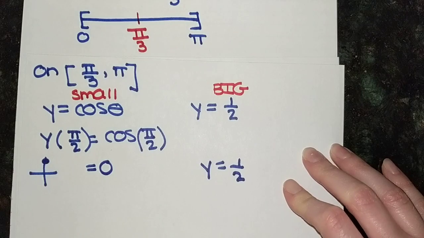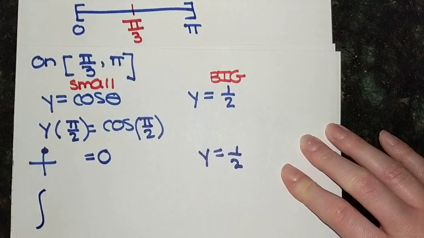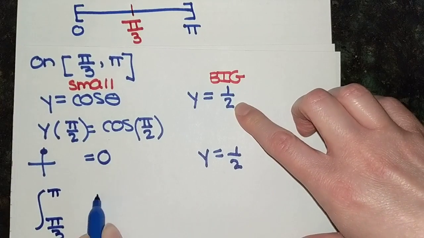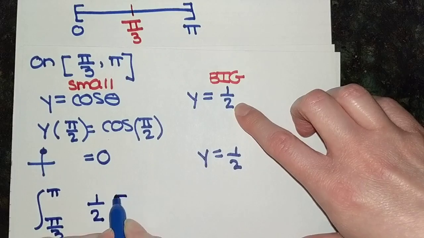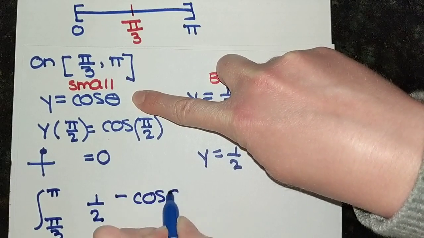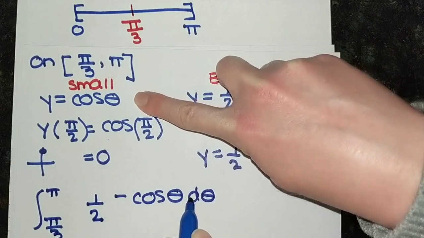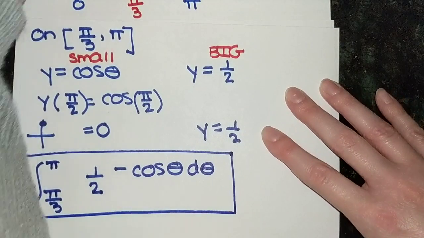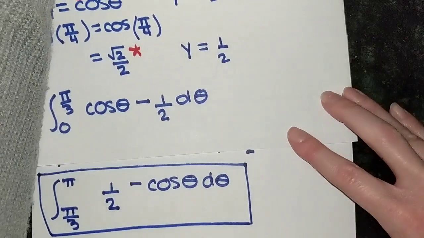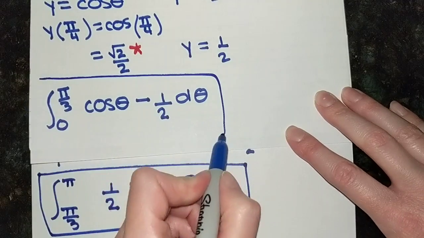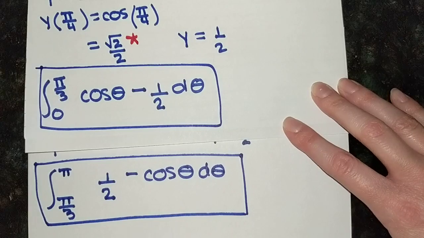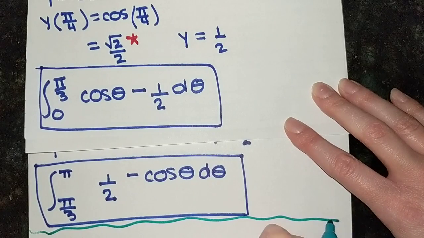So when you have the bounds of pi over 3 to pi, your integral is going to look like the integral from pi over 3 to pi, and here your big function is 1/2 minus your small function, which is cosine theta d theta. Okay, so this is one of our integrals, and then we have to add that to the integral that we found for the 0 to pi over 3 bound.